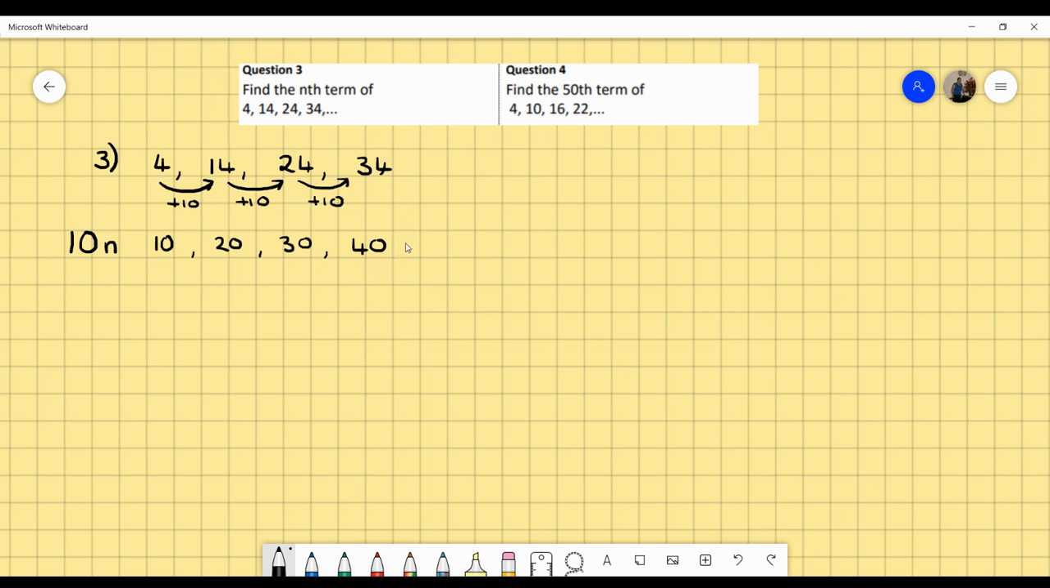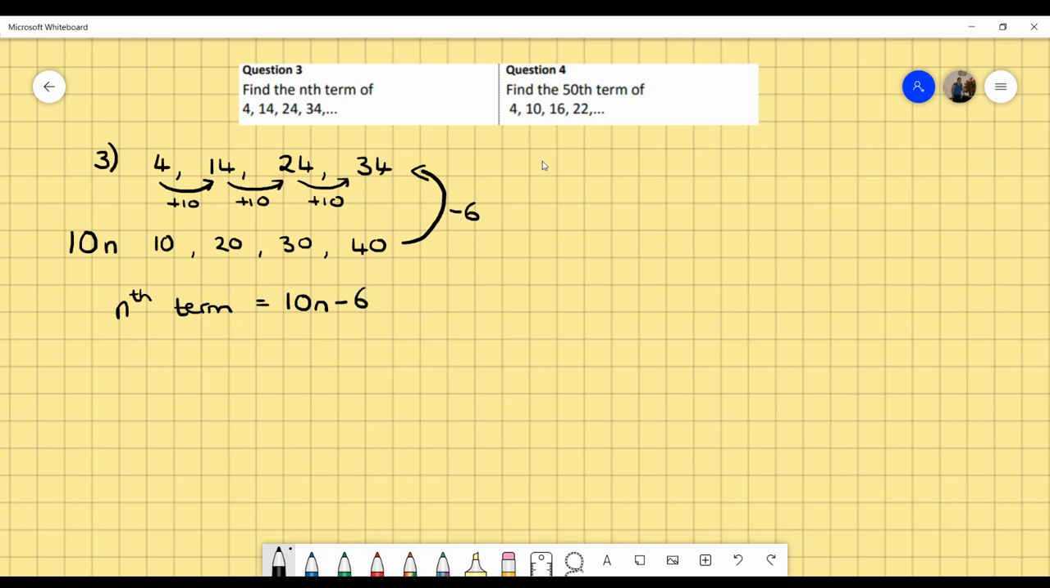And I need to think about how do I get from my 10 times table to the sequence in the question. Well, to get from 10 to 4, I subtract 6. To get from 20 to 14, again, I subtract 6. So that is my pattern. And so my nth term for this sequence, when we put everything together, is 10n take away 6.